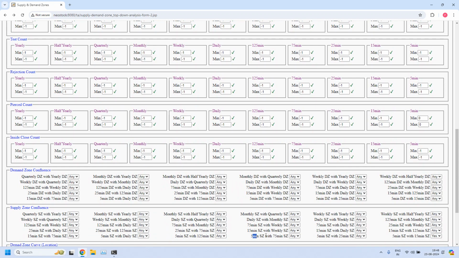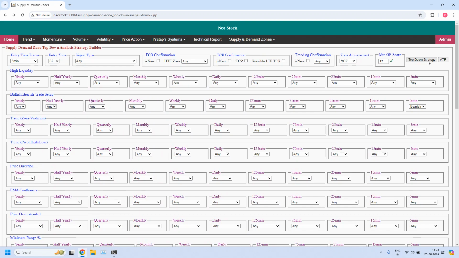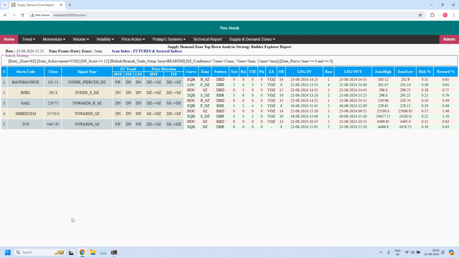Now 5 minutes supply zone with 75-minute supply zone enabled, and also 15-minute supply zone with 75-minute supply zone also enabled. That means LTF, ITF, HTF. That is 5 minutes, 15 minutes and 75-minute zones confluence. So from 6 the list is reduced to 5. That means all these 5 stocks are having confluence with 5 minutes, 15 minutes and 75 minutes, and also they are supporting a bearish trade setup for daily income trade.